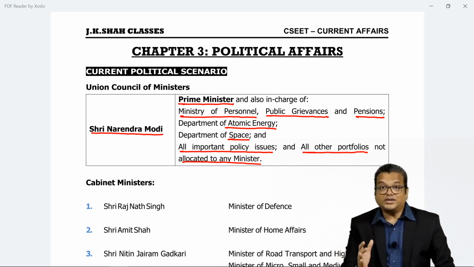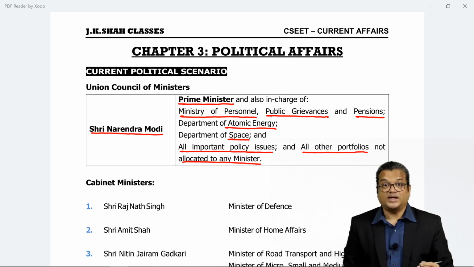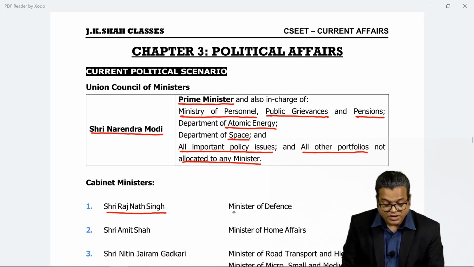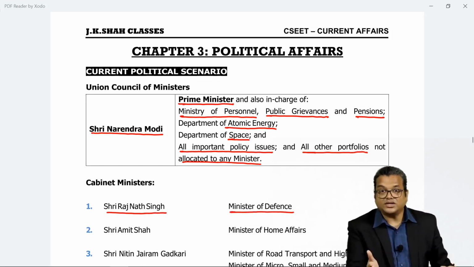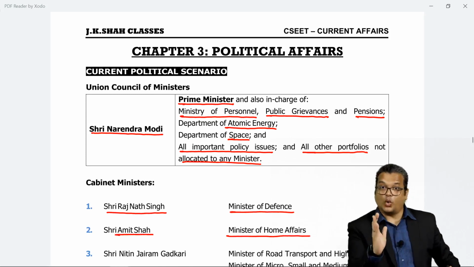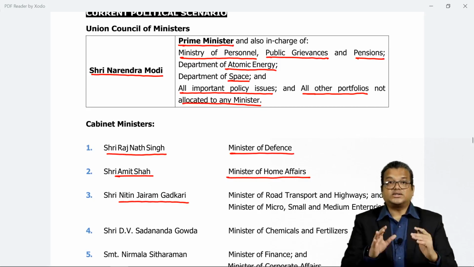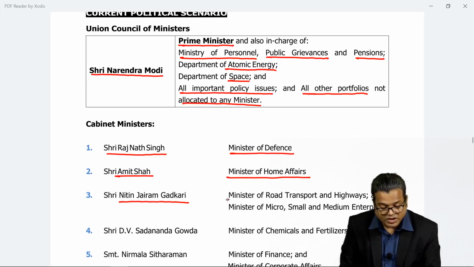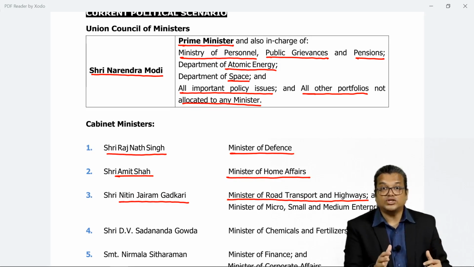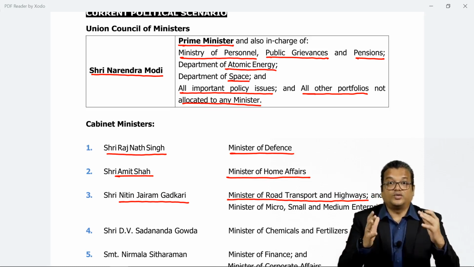Other than this, there are a number of cabinet ministers, right? They are also equally important. Rajnath Singh ji happens to be our Minister of Defense, Defense Minister, right? Amit Shah, Ministry of Home Affairs, that means Home Minister. Even Nitin Gadkari, this name is very popular. He happens to be our Minister of Road Transport and Highways. He's very dynamic and is always focused on constructing highways at a good pace with good quality. So these are a few names.